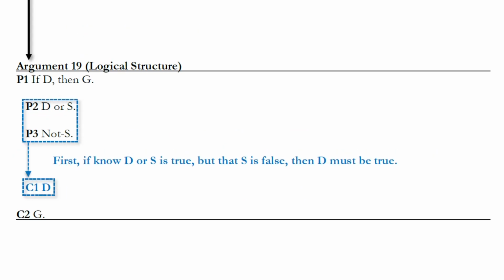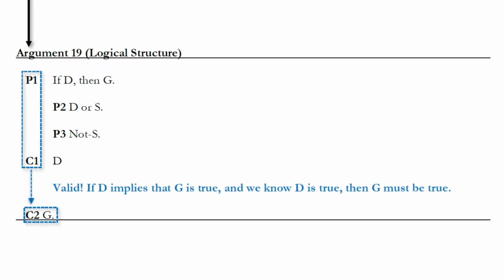Just like with argument 18, we are going to see if we can proceed in a step-by-step fashion, making inferences that will lead us to the final conclusion of the argument. So, are there any inferences we can make? There are. Look at P2 and P3. If we know that either D or S must be true, and we know that S is false, then that means D must necessarily be true, essentially by a process of elimination. So, we can infer as an intermediate conclusion that D is true.